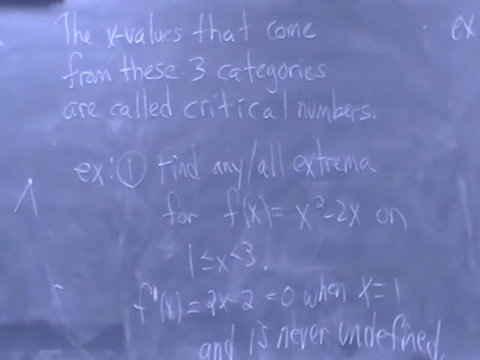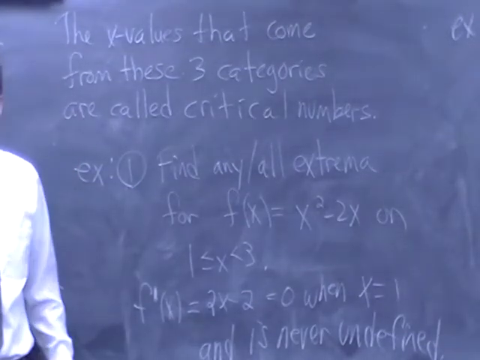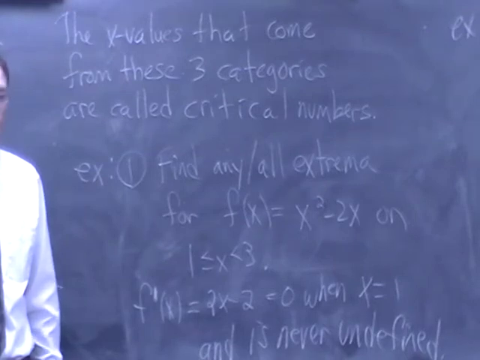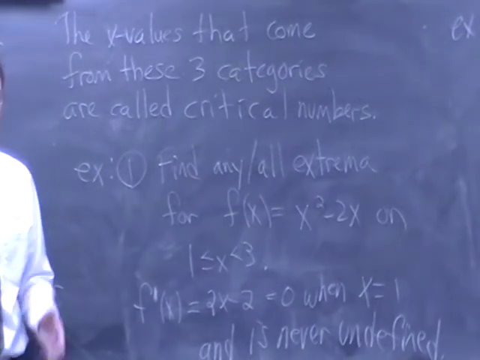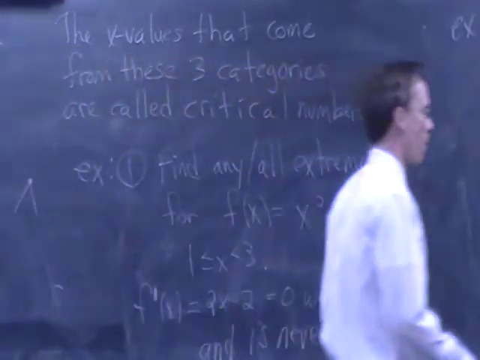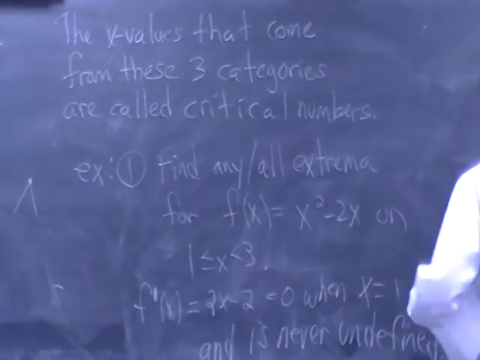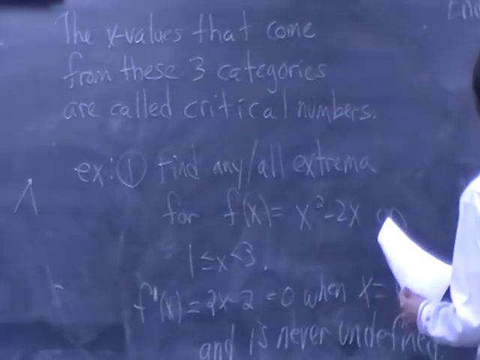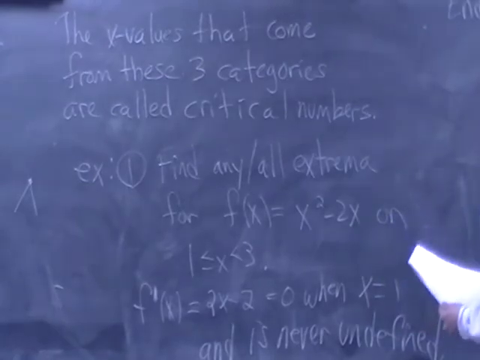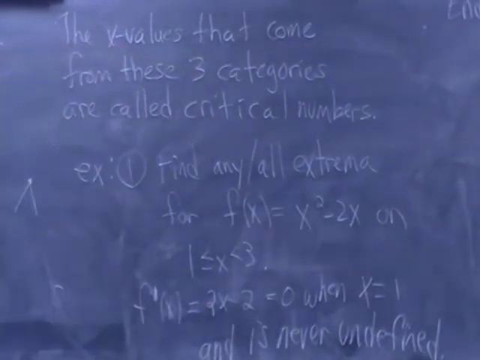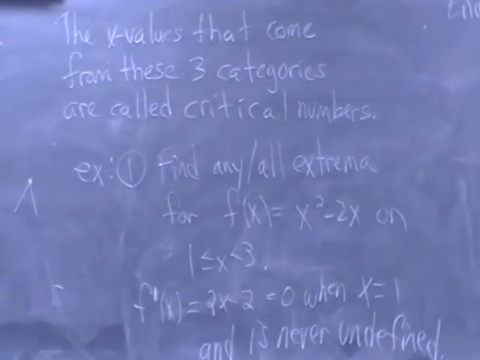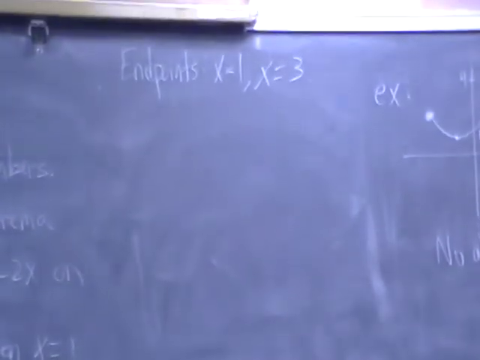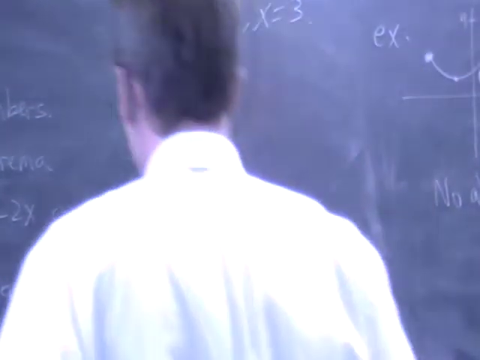So far, how many critical numbers have we found? One. How many more things do we have to check? One more category of critical numbers, the endpoints. We have to look at the endpoints. The endpoints are 1 and 3.